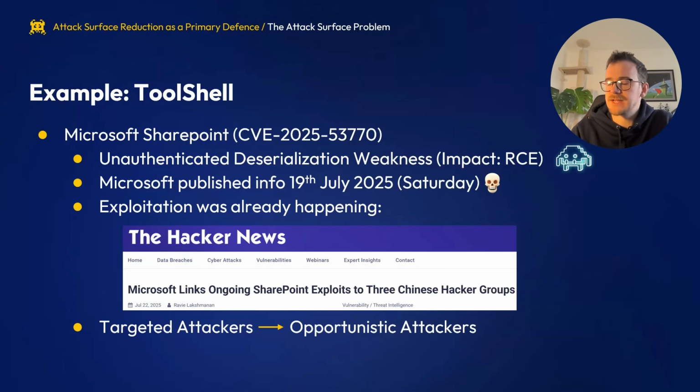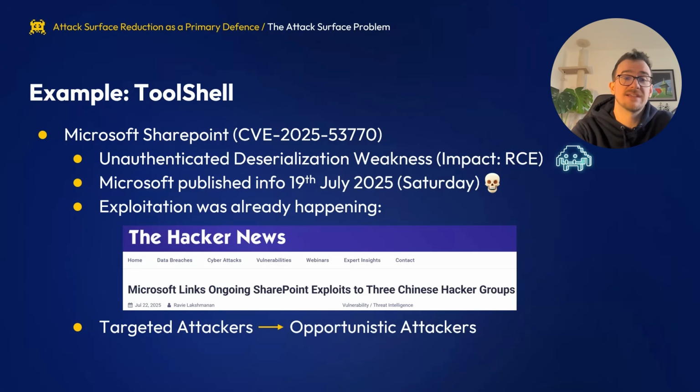To wind back and explain why external attack surface matters, there's going to be a very small number of people that are targeted by that Chinese APT. Those are the targeted attackers that are the first to have knowledge of a weakness. But after Microsoft has published that information and it has gone public, it now hands over to the opportunistic attackers.